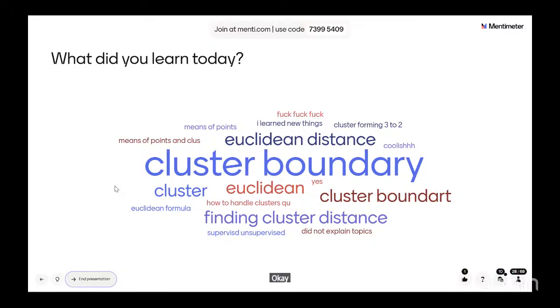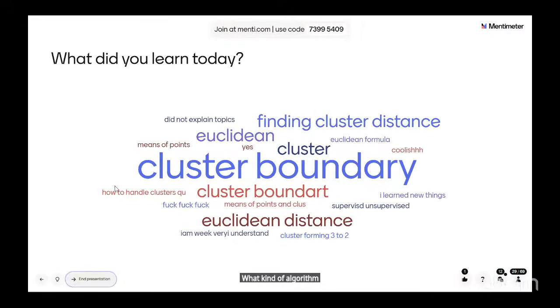Okay, great. And one last question to you: if you've gone through your week 3 and week 4, what kind of algorithm is k-means? Is it supervised or unsupervised? Unsupervised. And what do you mean by that? There are no labels for the data points, only features.